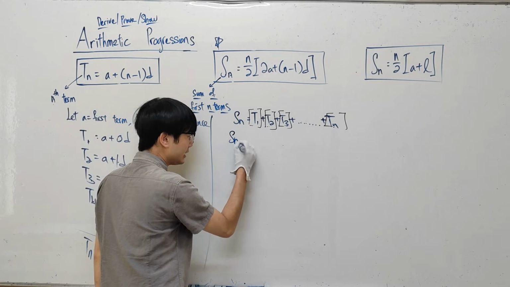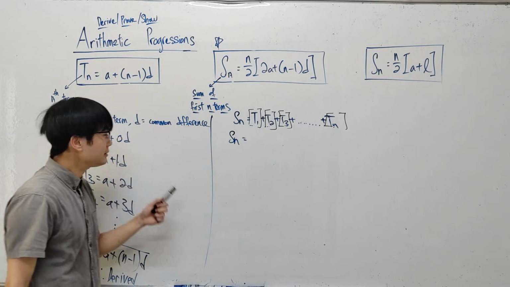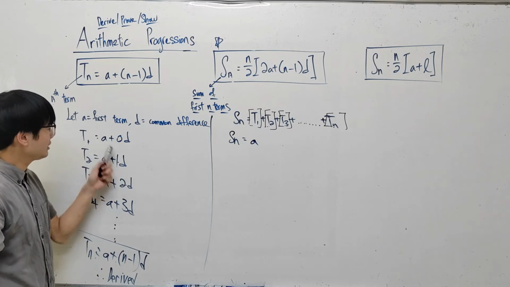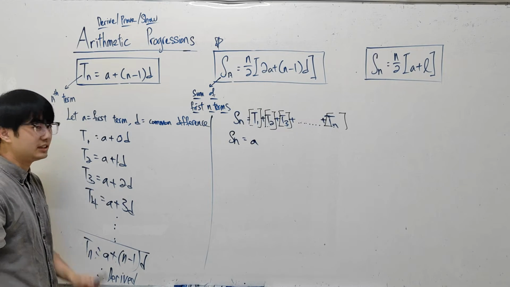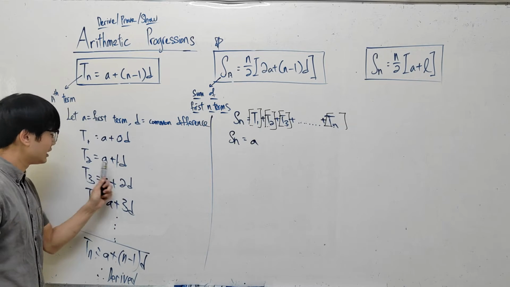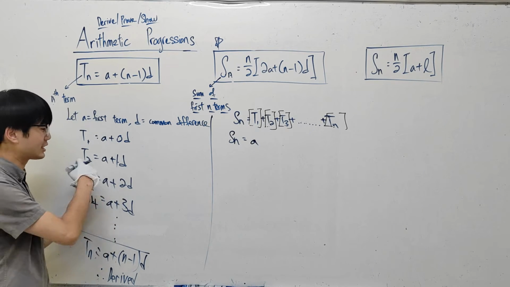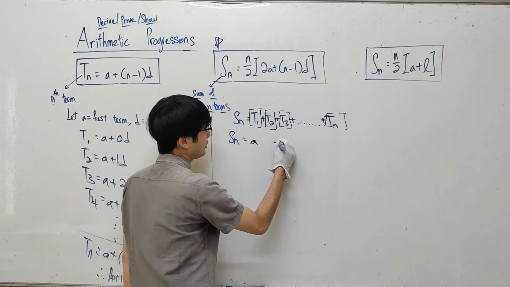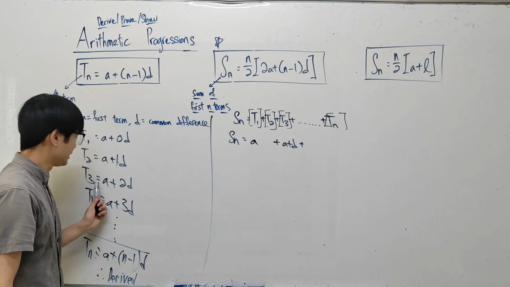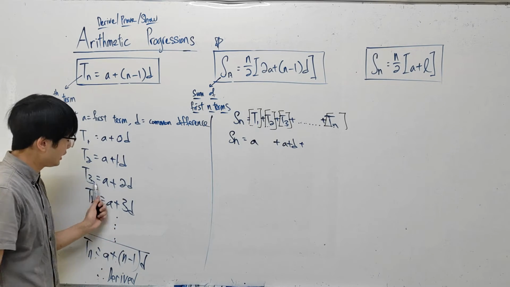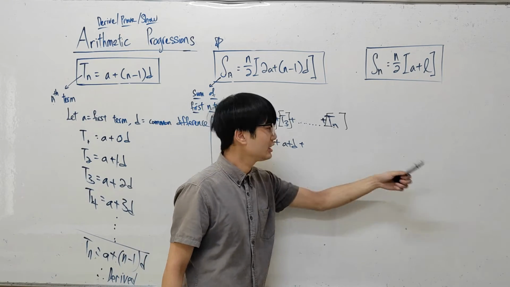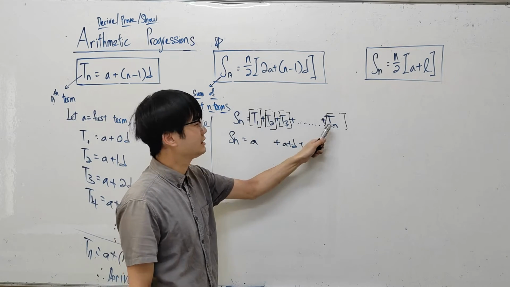So I will write Sn again, but the T1 I will write A, okay? And then the T2 I will write A plus D, okay? I already explained the Tn formula just now, right? So plus with A plus D, alright? And then T3 will be what? A plus 2D, and then it keeps going. A plus 2D, A plus 3D, A plus 4D, A plus 5D, it keeps going until the last term, until the Tn.